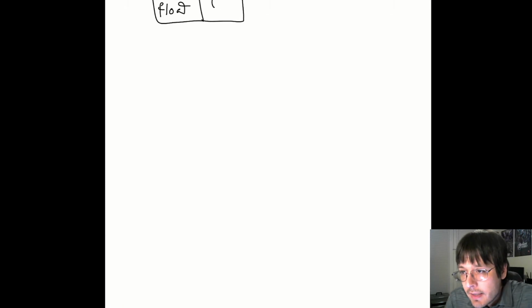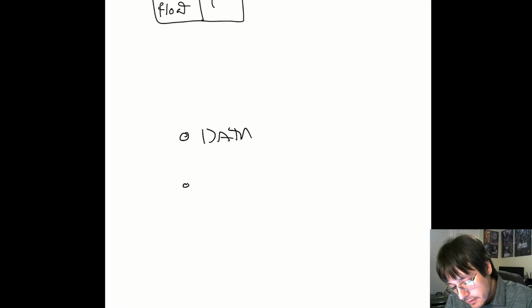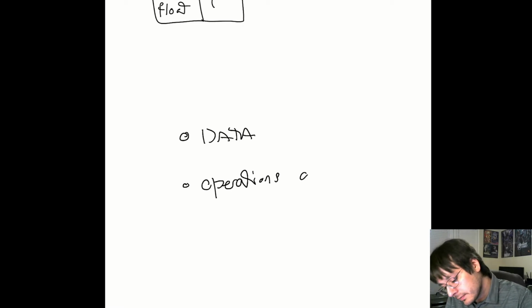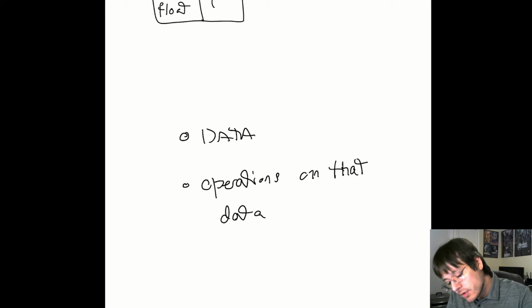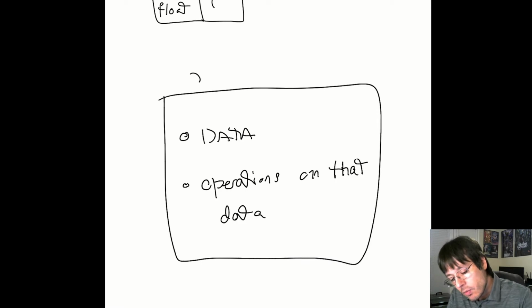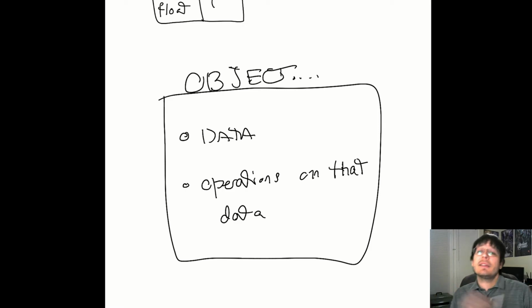So the idea behind object-oriented programming is that you want to have data and operations on that data, and you want to sort of contain that within an object. Why do you want to do that? Well, because it makes sense, right?